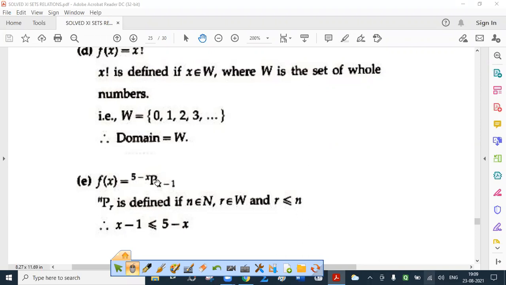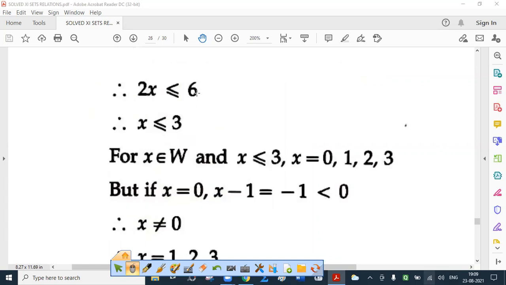See, this stands for arrangement of 5 minus x things taken x minus 1 at a time. Right? So clearly, will you say I have to arrange 10 things taken 11 at a time? Impossible. But I can say I have to arrange 10 things taken out of 10 things. Possible. So x minus 1 has to be less than or equal to 5 minus x. So 2x less than or equal to 6, x less than or equal to 3. Again, x is an element of set of whole numbers.